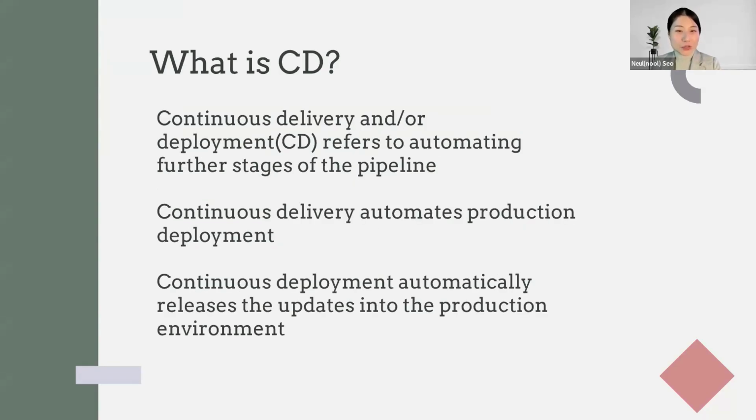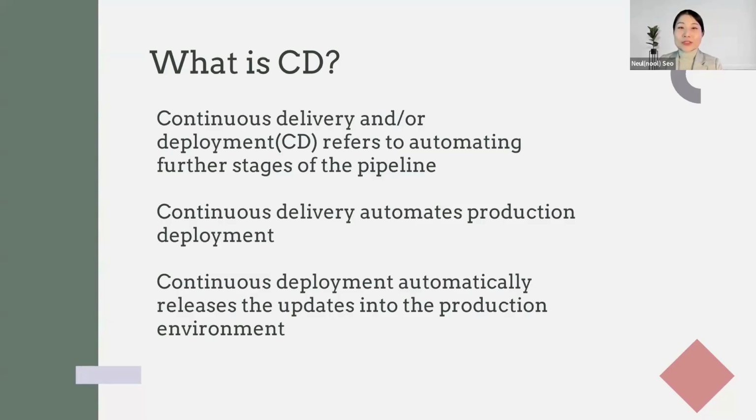also known as continuous delivery and/or continuous deployment. Both continuous delivery and continuous deployment refer to automating further changes of the CI/CD pipeline. We're going to go over the CI/CD pipeline later in the slides. In a nutshell, continuous delivery is a practice where code changes are automatically built, tested, and prepared for release at any point in the development cycle.